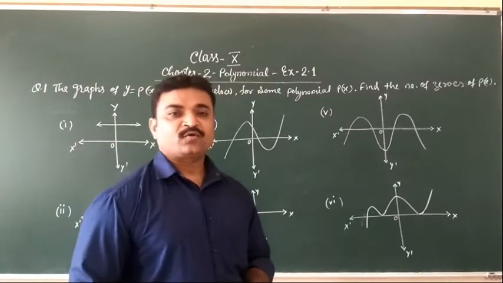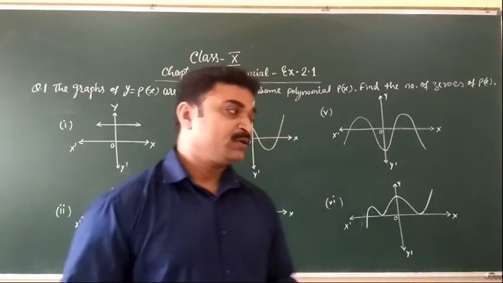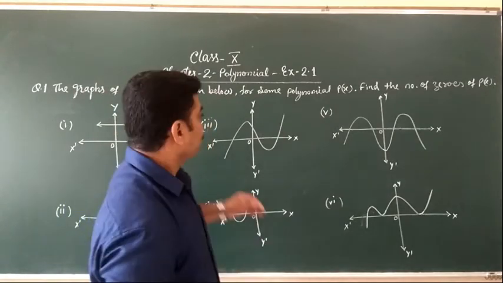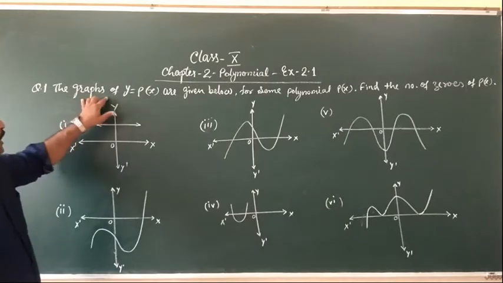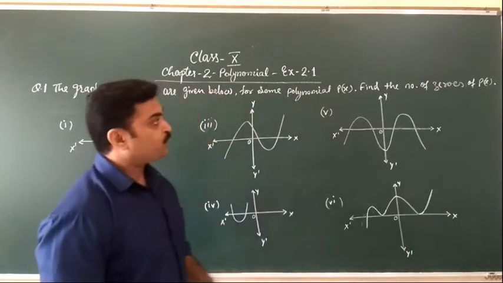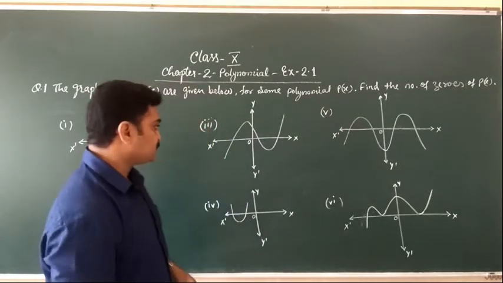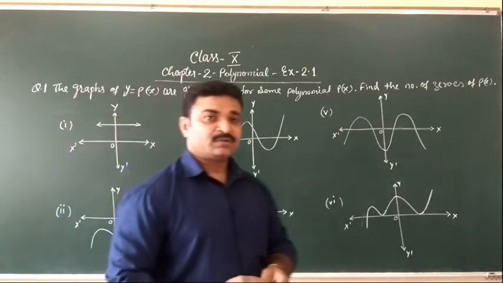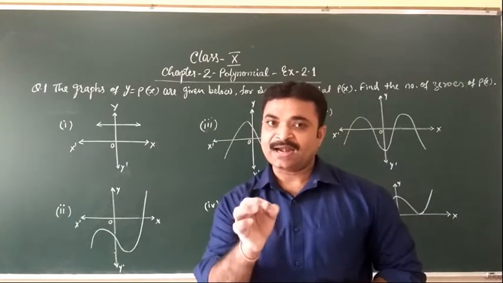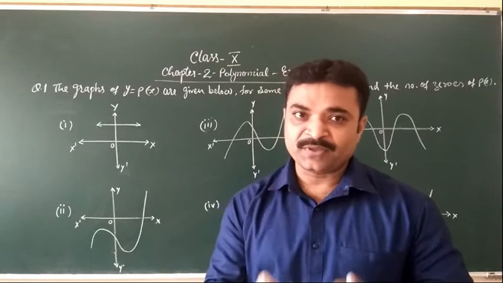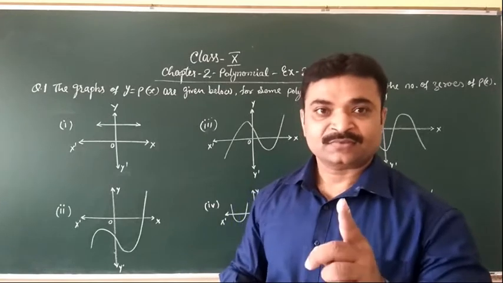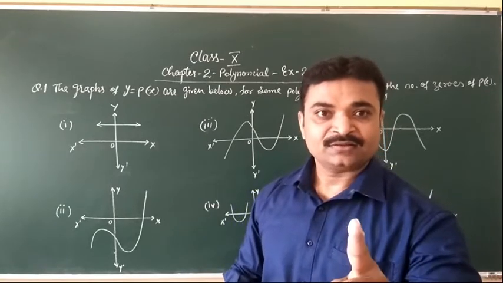Now students, we are going to solve exercise number 2.1. In this exercise, we have to find the zeros of a given polynomial. The question is, the graph of y equals p(x) is given below. For some polynomial p(x), find the number of zeros of p(x). Students, in the previous lecture, I told you that the number of points at which the graph of p(x) cuts, intersects or touches the x-axis will be the number of zeros.